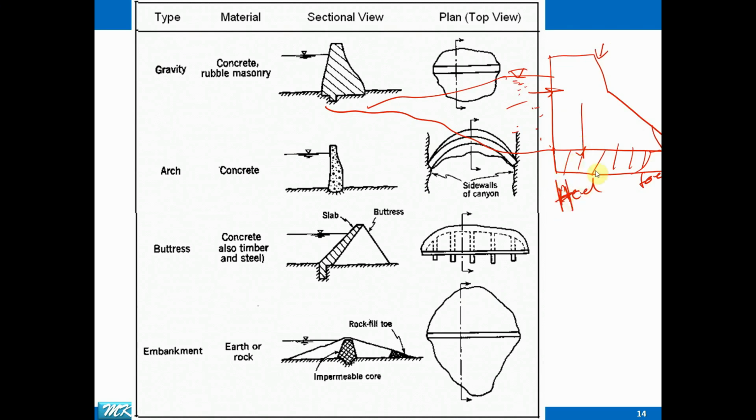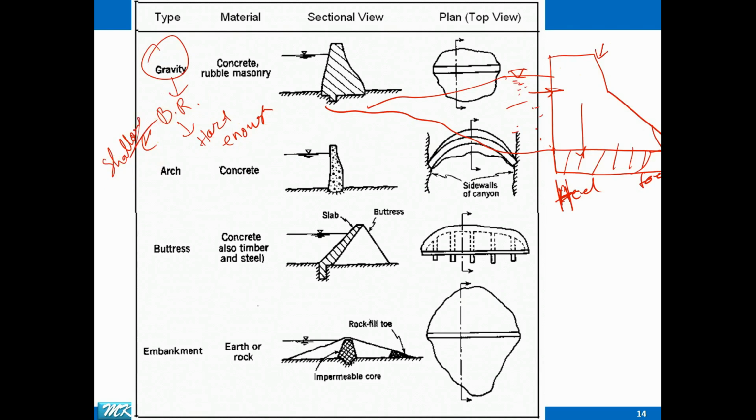Because in those cases, but there are some specific criteria where you can build a gravity dam. The criteria is that your bedrock should be hard enough, or it should be in a shallow position. Then only you will go for the gravity dam construction.